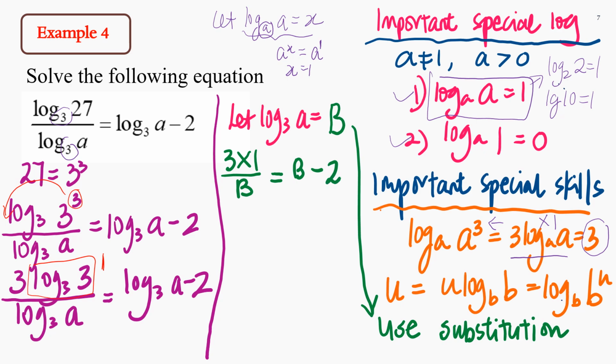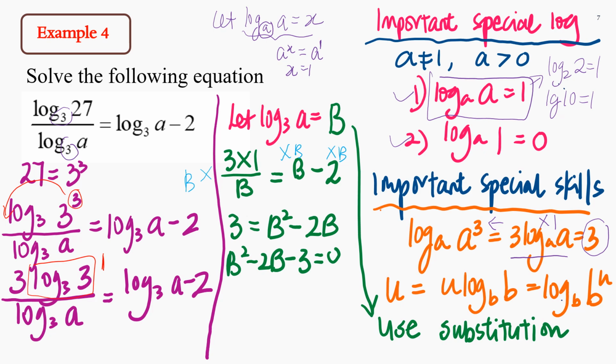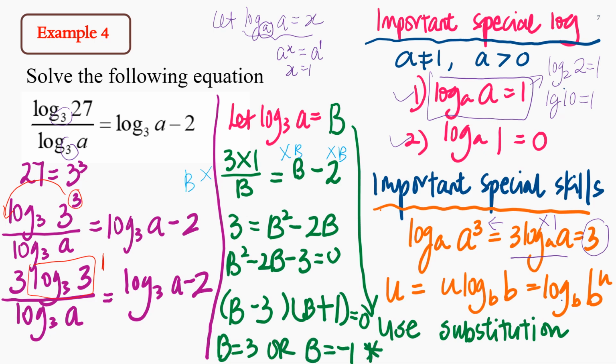That gives you a simple algebraic equation where you can just multiply both sides by the letter b. So that will give you 3 equals b squared minus 2b, and then you simplify it to be a quadratic equation and factorize it. Right, so you get b equals 3 or b equals negative 1.